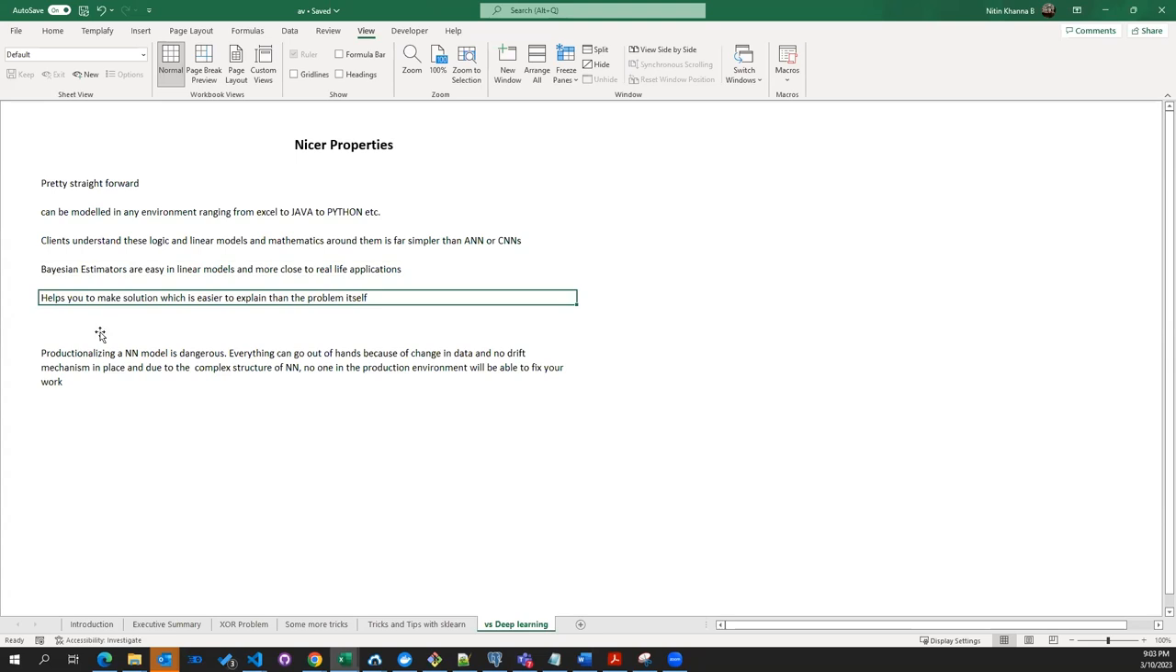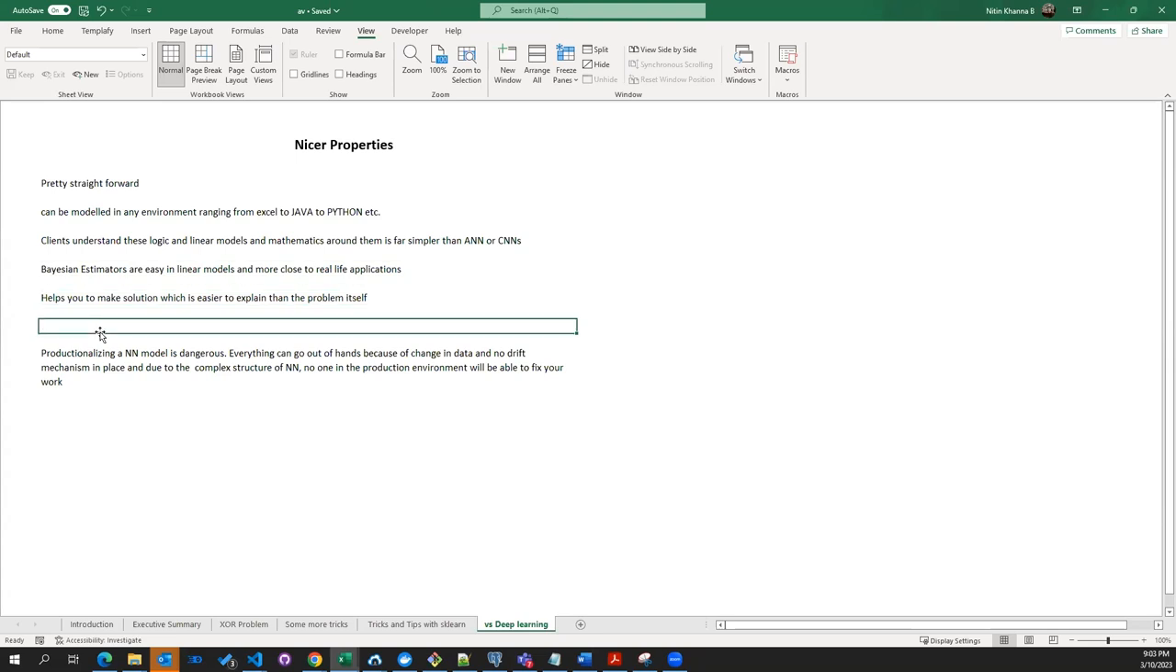In the end, it helps you make a solution which is easier than the problem for the explaining part. Your solution should be easy to understand, and it should also picture the problem: okay, this solution is solving this problem, so I need to understand the solution in order to picture how it will be able to solve this problem.